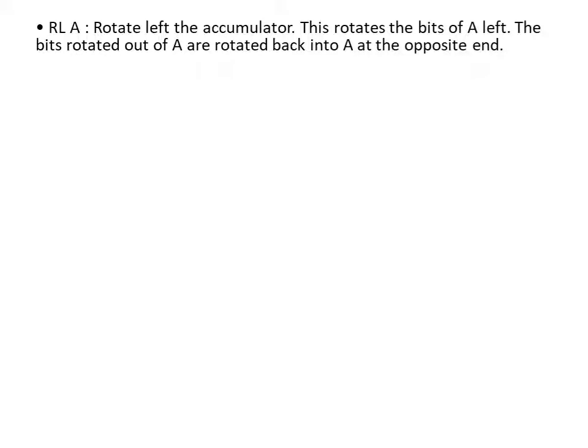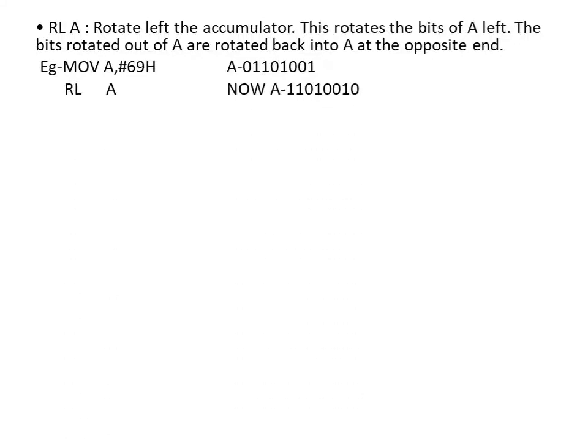Next is RL A, in the sense rotate left the accumulator. This instruction rotates the contents of the accumulator towards the left, that is, the MSB is moved to the LSB after the rotation. For example, MOV A, #69H. This instruction moves the 69H data into the accumulator. So A will be 0 1 1 0 1 0 0 1.